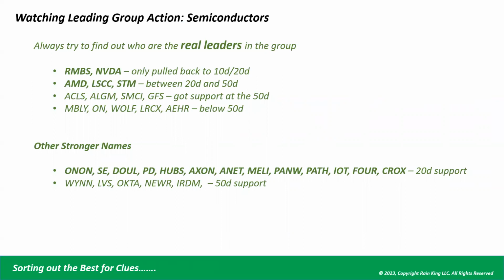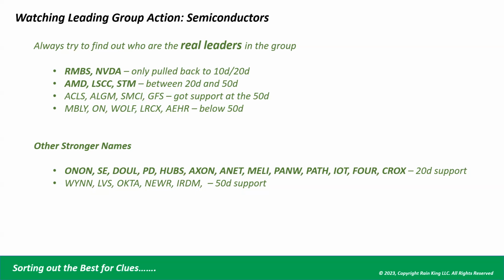So they're a little weaker. And then you look at some other ones like ACLS, ALGM, SMCI, GFS. They came all the way down to the 50-day. So there's still some selling pressure in those names, but they did get support at the 50-day, which can be a line that institutions try to accumulate stock.